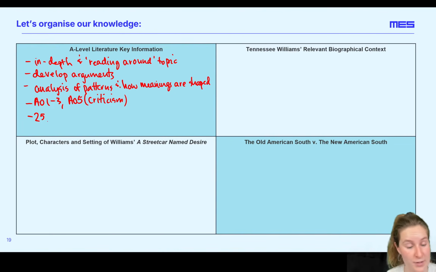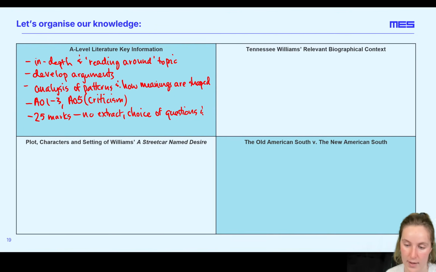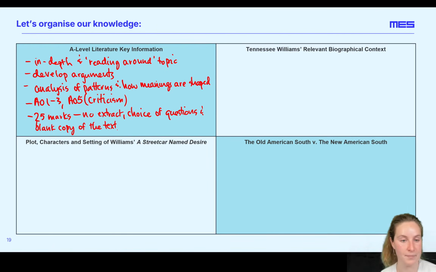We also have how many marks this question is, right? That's important for us to know going in. With no extract, choice of questions, and a blank copy of the text. Okay, so if you've got those in your notes, that's great. If you have more ideas, you've been copying down every word I've said, great as well, but these are the key pieces of information we need here.